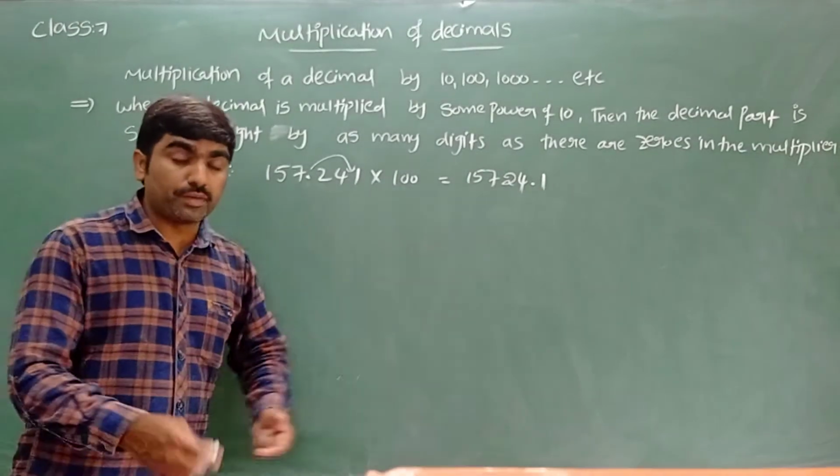Now tell me what is the result? 15724.1. The decimal point is shifted to the right side after 2 places. The reason is here you can see 2 zeros. Sir, if it has 3 zeros, we have to shift the point to the right after 3 digits. If it has 1 zero, we shift the point to the right after 1 digit. Here 2 zeros are there, so the point is shifted right after 2 digits, giving 15724.1. That's all. Directly the correct answer without any multiplication.